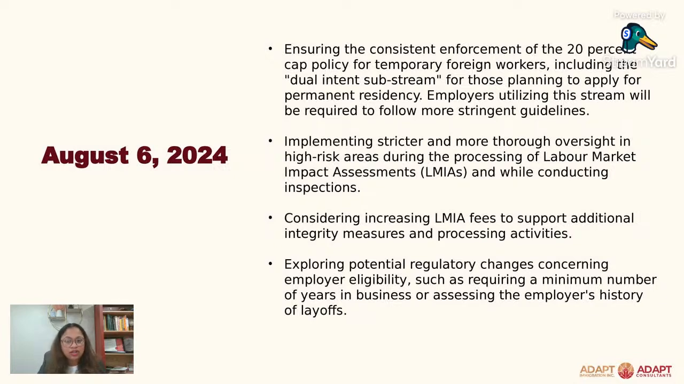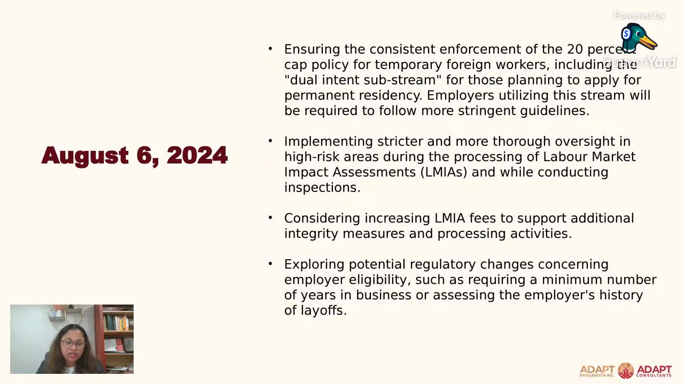One of the other things they're doing is considering increasing LMIA fees to support additional integrity measures and processing activities. So right now the application fee is $1,000, and they are considering increasing this.